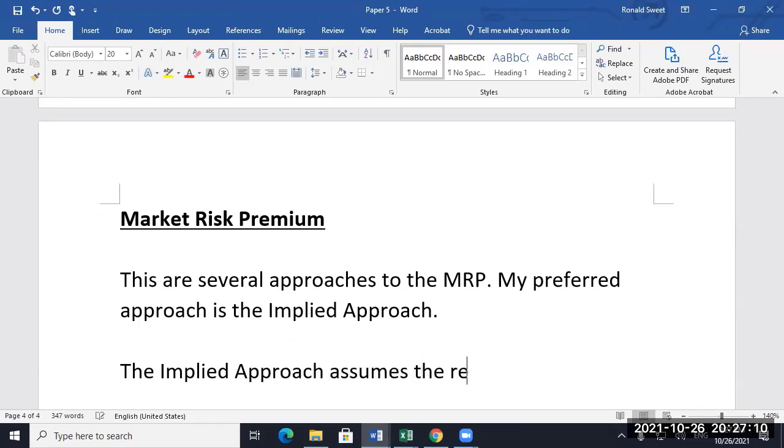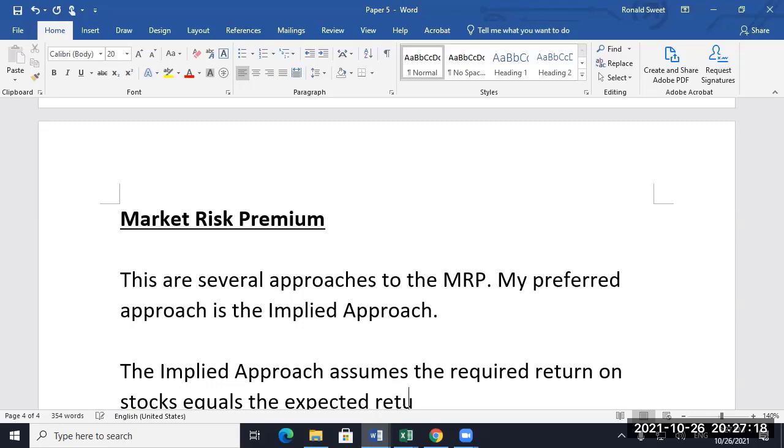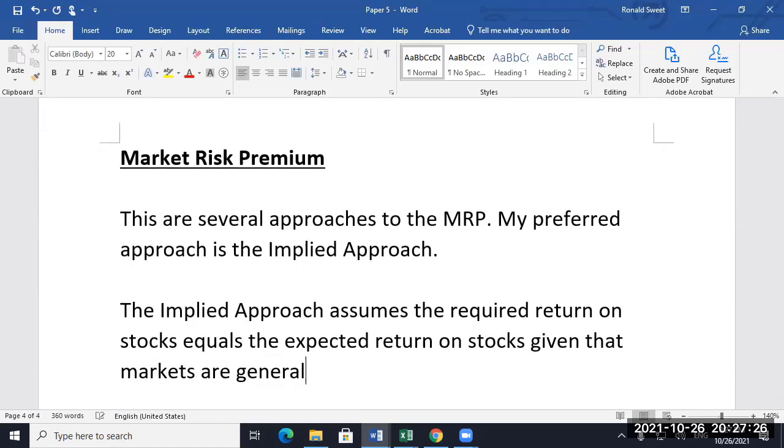Assumes the required return in stocks equals the expected return in stocks given markets' efficiency. That's a pretty good intro to that section. That's good because we don't have to go find the required return on stocks because we don't know what that is. There's no place to go get that. Other approaches are the historical. They assume that the historical outperformance of stocks versus bonds was what was required. That's a pretty huge leap.